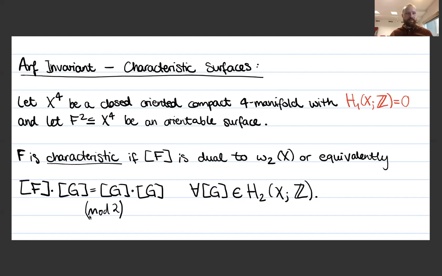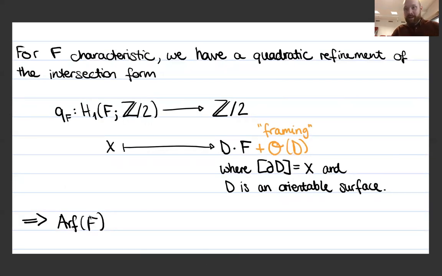But anyhow, for example, CP1 inside of CP2 is a characteristic homology class, but 2 times CP1 is not a characteristic homology class. And when you have a characteristic surface, then you can get this quadratic refinement of the intersection form.